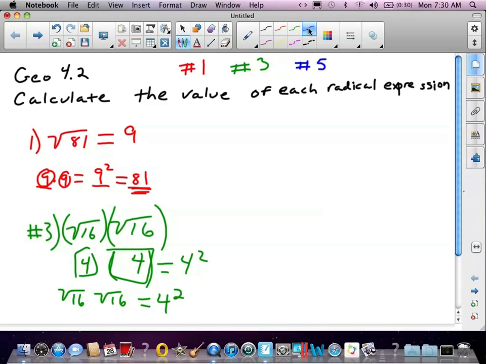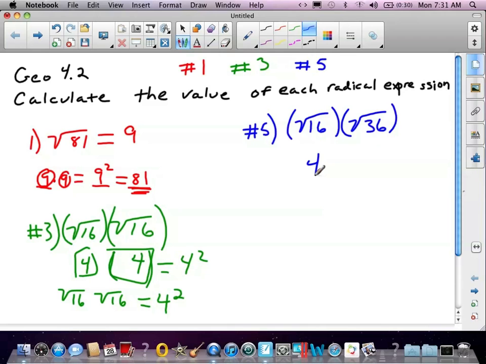We're now going to look at the final problem in this set, number 5. Number 5 is similar to number 3 in that there are 2 radical expressions being multiplied by each other. You have the square root of 16 times the square root of 36. Again, I'm going to put parentheses around this to indicate that it is a multiplication problem. First, I'm going to look at the first radical expression, 16, and determine if there's a perfect square for 16. And there is. It is the number 4.